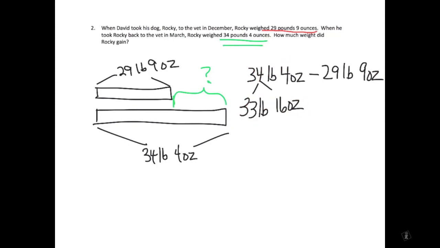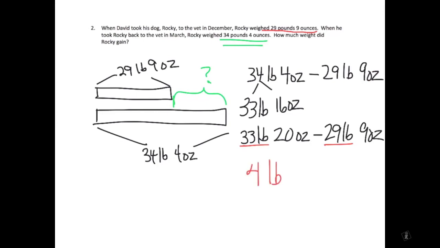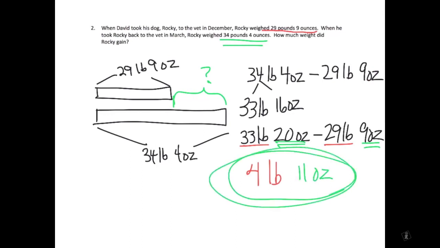So we now have 33 pounds and 20 ounces, and we're going to subtract 29 pounds, 9 ounces. Subtracting pounds, 33 pounds take away 29 pounds leaves us with 4 pounds. And then subtract the ounces. 20 ounces minus 9 ounces gives us 11 ounces. And that is how much weight Rocky gained.